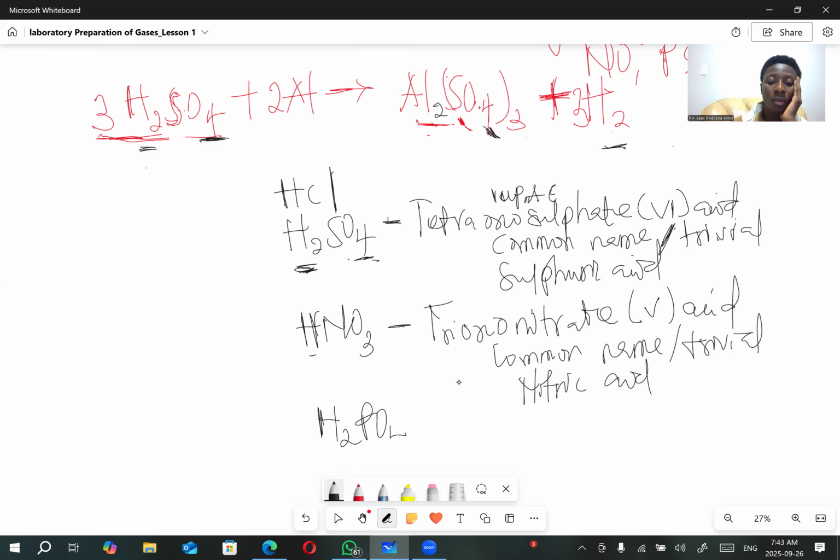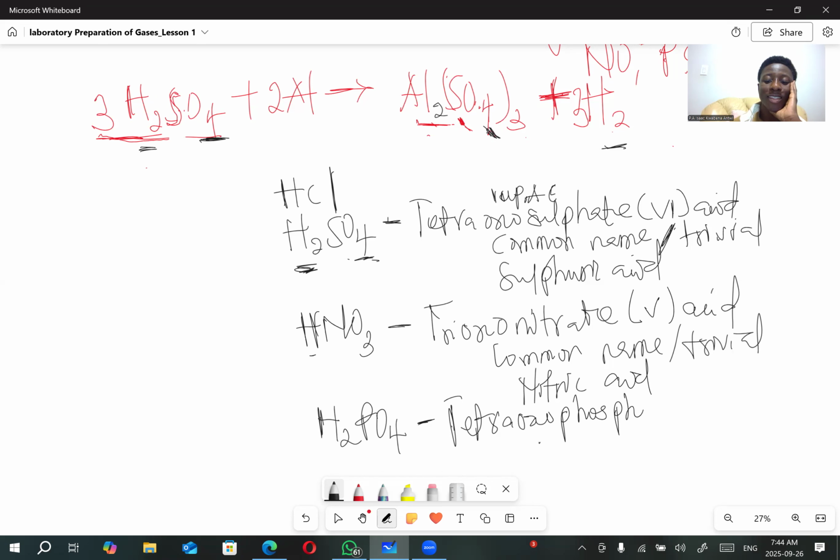H2PO4. So tetra, for 4, right? Tetra, oxo. P is phosphorus, but look, sulfur. So phosphorus, then tetra oxo.